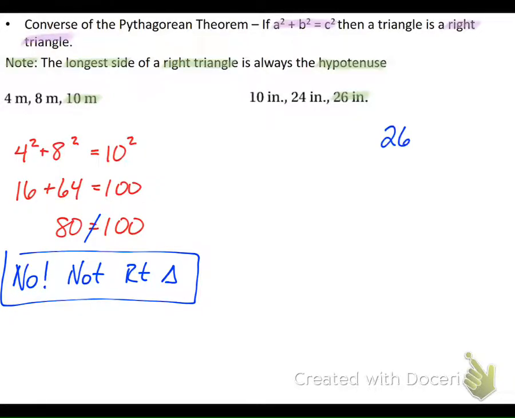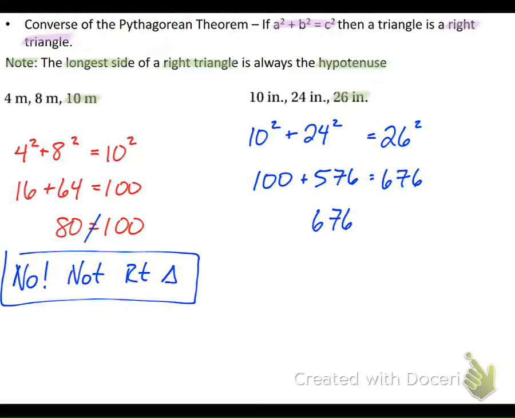The next one, I get 26 squared. That's my hypotenuse by itself on the right-hand side. And I've got 10 squared plus 24 squared. So I get 100 plus 24 squared gives me 576. And 26 squared gives me 676. So I can add those together to get 676 is equal to 676. And so that's true. And so I know that, yes, this is a right triangle.